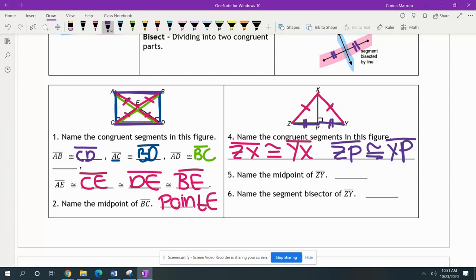Then it says name the midpoint of ZY. The point in the middle from Z to Y is point P. And then the next part says name the segment bisector of ZY. So what is a segment that's cutting ZY in half? And that is XB.